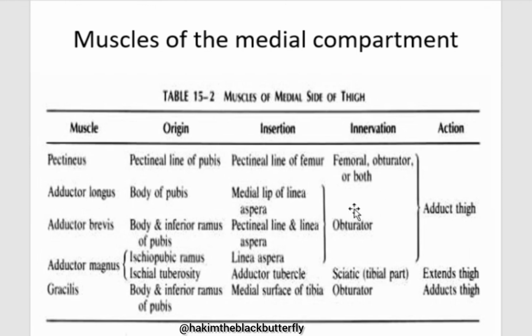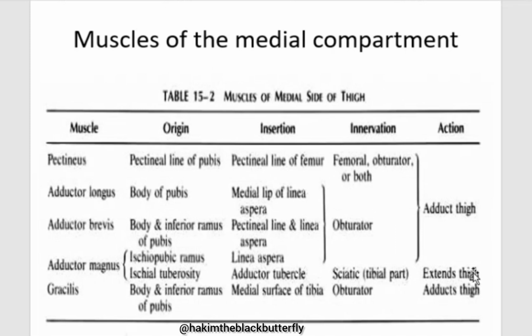So all of them are supplied by the obturator nerve, with the exception of pectineus, part of which is supplied by the femoral nerve, and then adductor magnus, part of which is supplied by the tibial nerve. But those muscles are supplied by the obturator nerve, with those two exceptions. They adduct the thigh at the hip joint, but this part of the adductor magnus, which is supplied by the tibial portion of the sciatic nerve, extends the thigh at the hip joint.